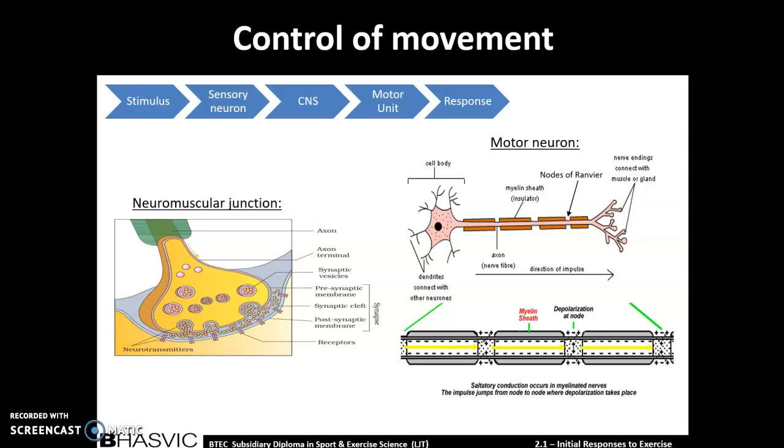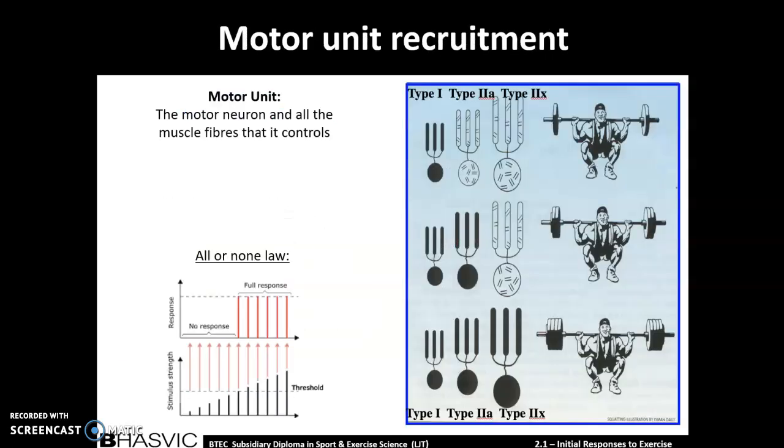Once it reaches the end of a motor neuron, it would reach a neuromuscular junction, and at this neuromuscular junction, the impulse builds up, and if there's a great enough impulse past the threshold, then it would cause chemicals to diffuse across the synapse into the muscle, and causing the muscle to contract.